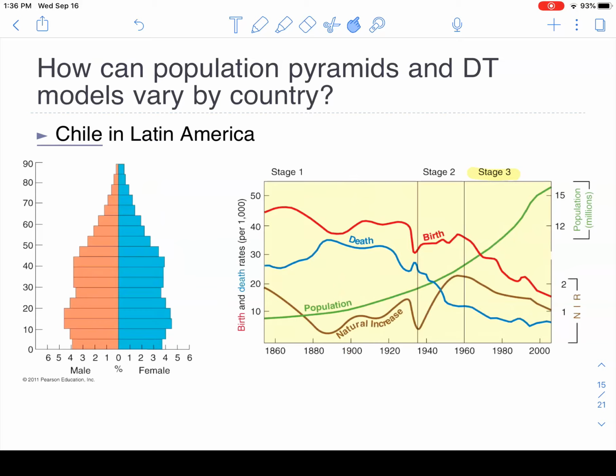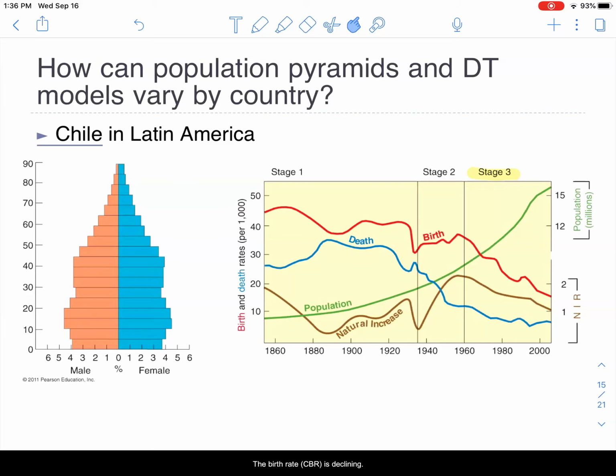This is Chile's graphic, and Chile is a good example of a country that's in stage 3. So it's an emerging country, or soon to emerge. They have a pyramid until about age 30, and then it squares off between 35 or so on down. So a country that's in stage 3 is when it looks like a house.